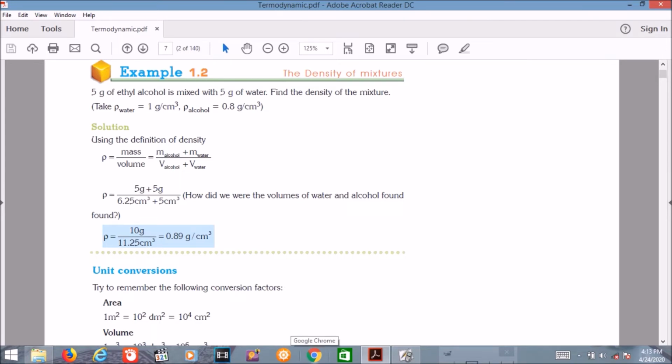Okay, second example 1.2, the density of mixtures. We read together. 5 gram of ethyl alcohol is mixed with 5 gram of water. Find the density of the mixture. Take the rho of water 1 gram per centimeter cube and rho of alcohol 0.8 gram per centimeter cube. If we use the definition of density, this one is easy. For the mass, you just add the mass of alcohol and mass of water. For volume, also the same: you add volume of alcohol plus volume of water, and then you will easily get 0.89 gram per centimeter cube. This one is also already rounded.